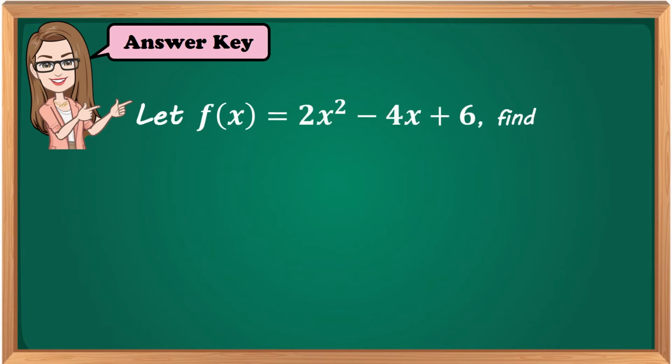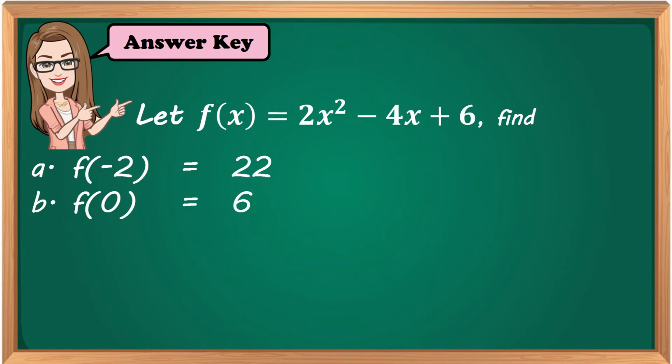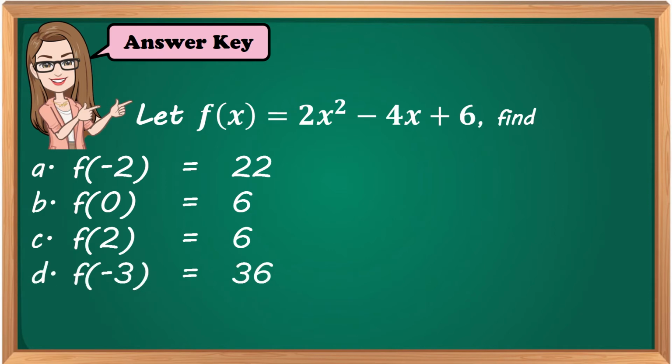And this is our answer key. So still we have the function f of x is equal to 2x squared minus 4x plus 6. So you have to find f of negative 2, and the answer is 22. For f of 0, we have 6. F of 2 is equal to 6. F of negative 3 is 36. And f of 4 is 22. Hopefully, tama yung mga sagot nyo.